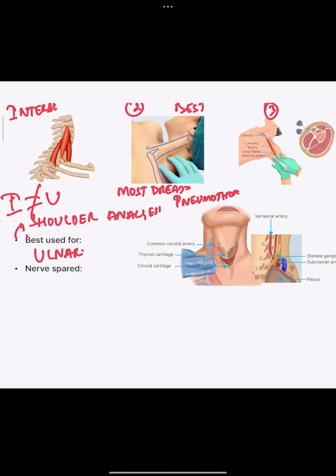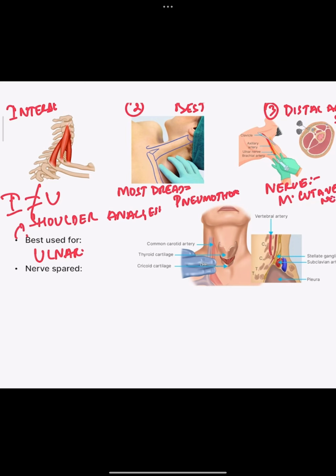Third is the axillary approach. Axillary approach means you are inserting the needle through the axillary route to find the brachial plexus. This is used for distal arm surgeries. Now, in this approach, what you have to remember is, what is the nerve spared? In the axillary approach, the nerve that is being spared is the musculocutaneous nerve. Musculocutaneous nerve. So those are the brachial plexus approaches.